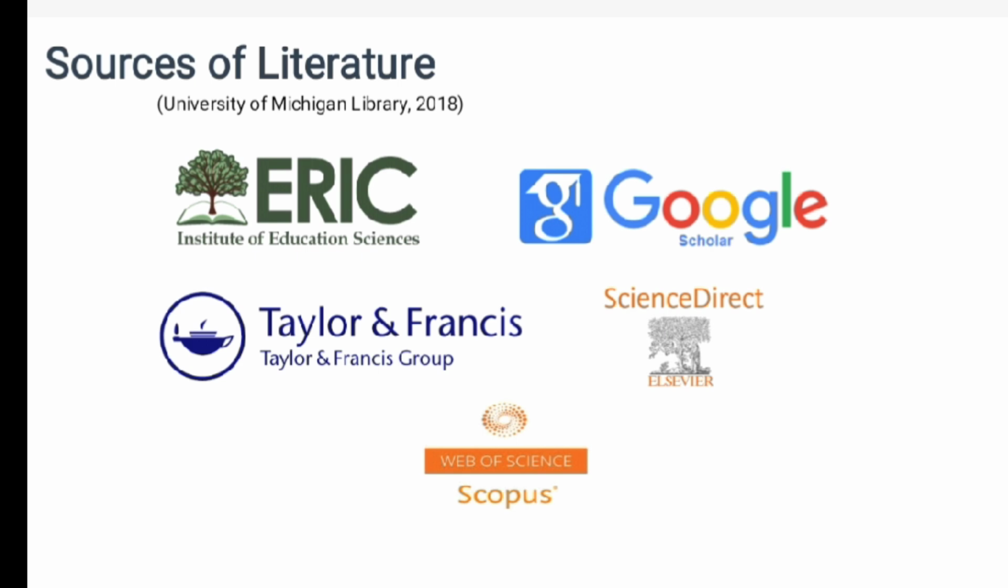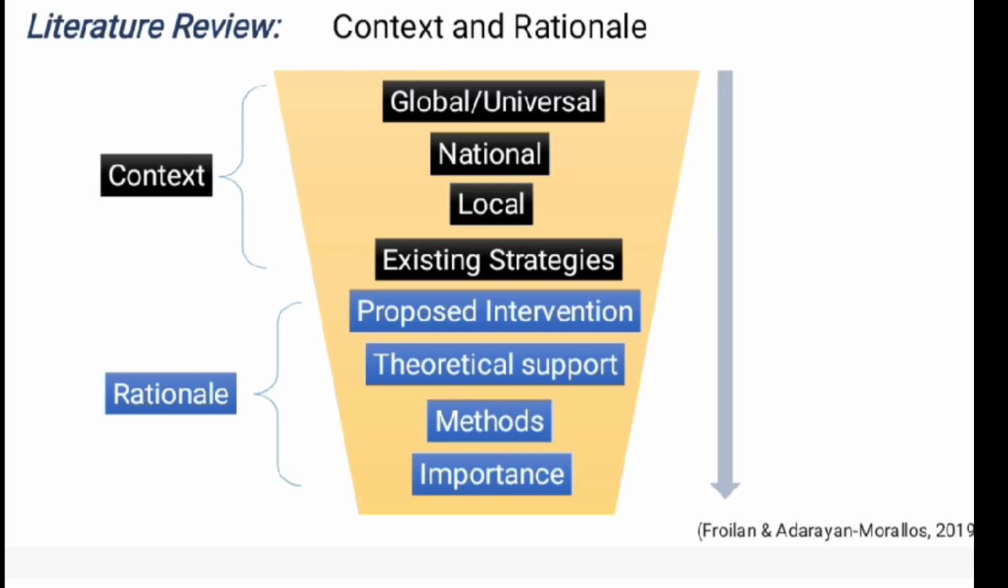Now moving on to slide 6, it discusses the importance of context and rationale in a literature review. What do you think is the purpose of detailing the context and rationale in a literature review? The context helps us understand the setting or environment in which the research exists, while the rationale explains why the research is necessary. It basically sets the stage for proposing new interventions or strategies and highlights their importance.